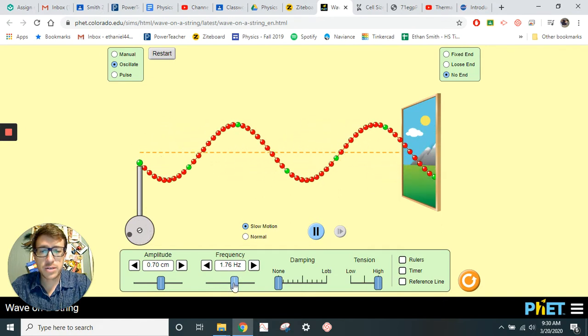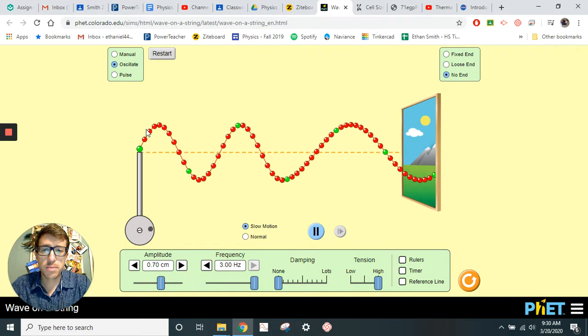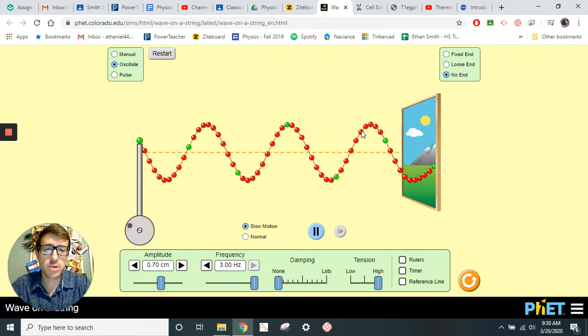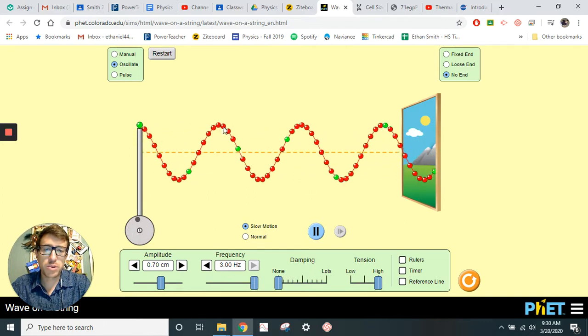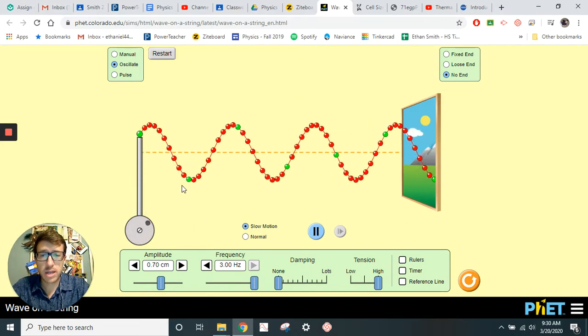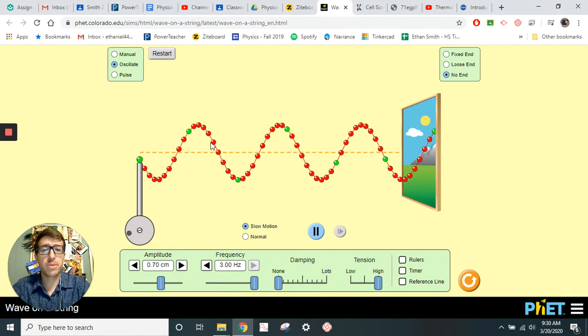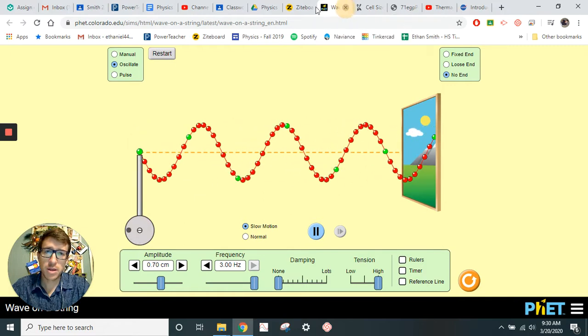And if I increase the frequency, I increase the number of wave pulses per second, but the speed at which they're traveling stays the same. So here I have more wave pulses traveling by a certain spot per second, but the actual speed stays the same. And the same deal: each point is still just going up and down, but this wave is traveling.